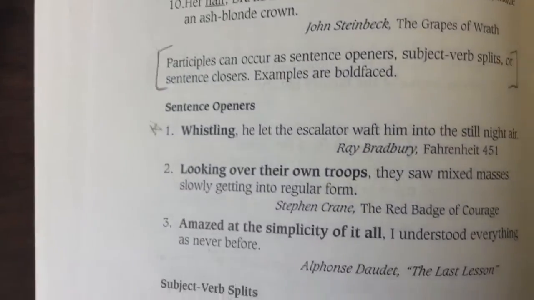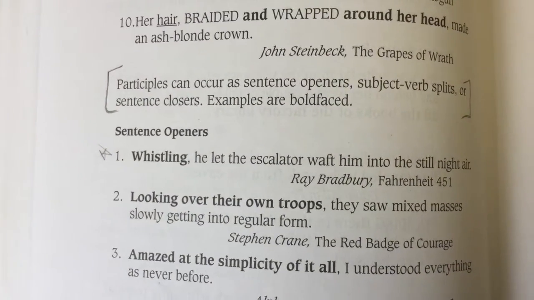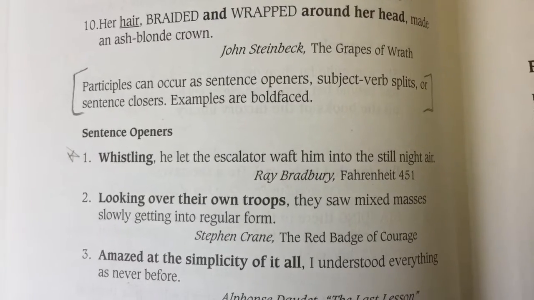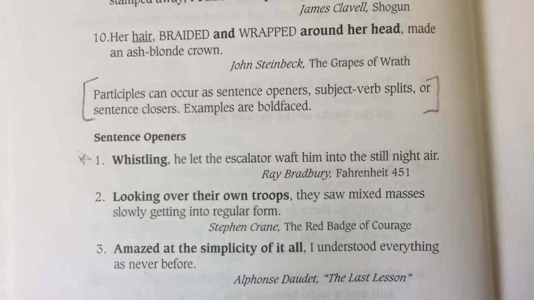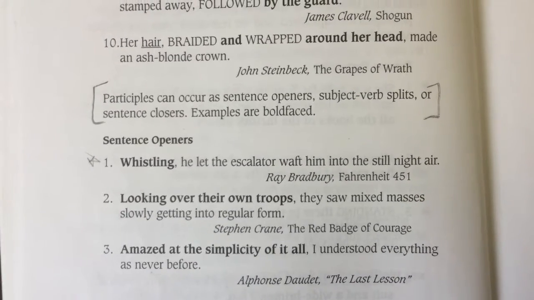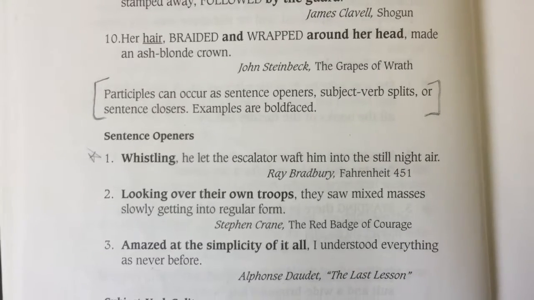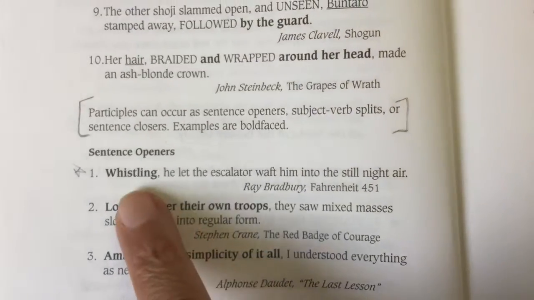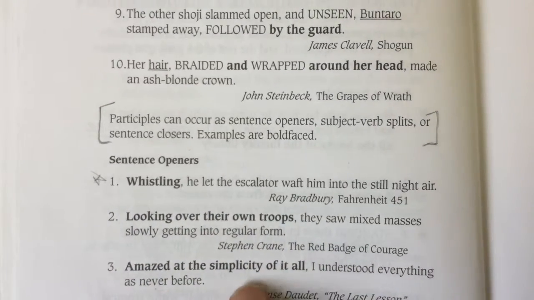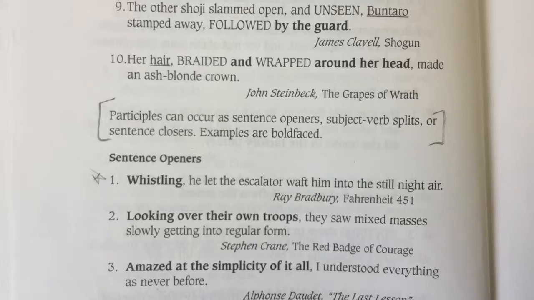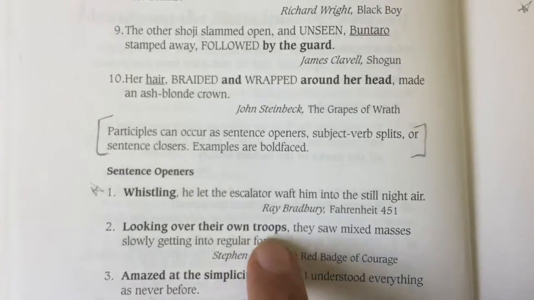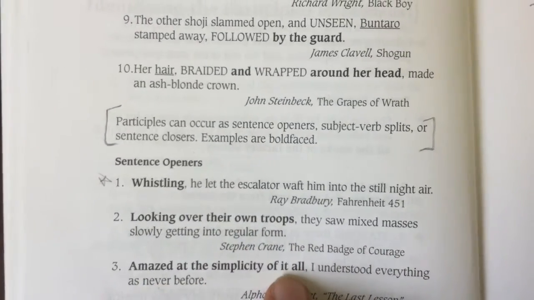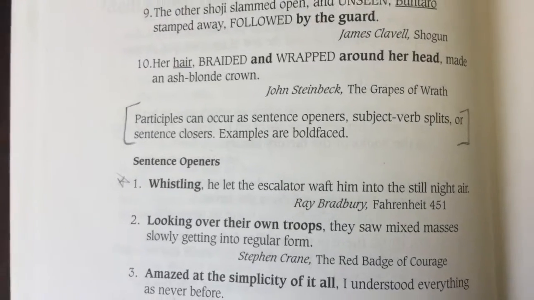Here's a couple of sentence openers. These are pretty easy. Whistling, he let the escalator waft him into the still night air. Looking over their own troops, they saw mixed masses slowly getting into regular form. Amazed at the simplicity of it all, I understood everything as never before. All three of those, right? We have present, present, past, right? All bolded are participial phrases. And they are talking about whistling. Who's whistling? He is. Looking over their troops. Who is that? They are. Amazed at the simplicity of it all. Who is that? I. Right.